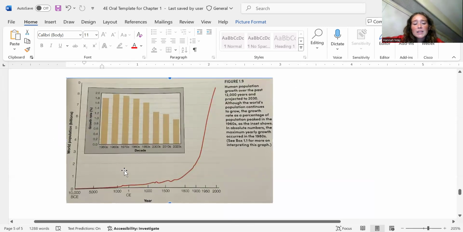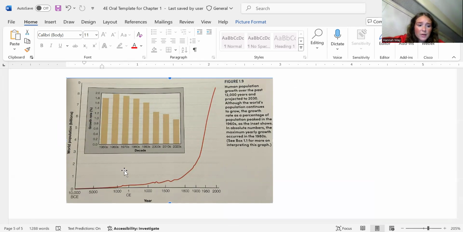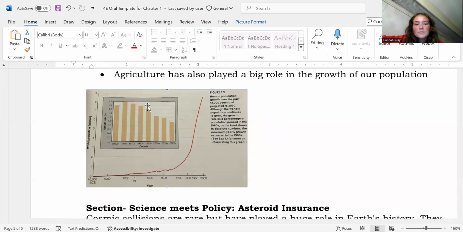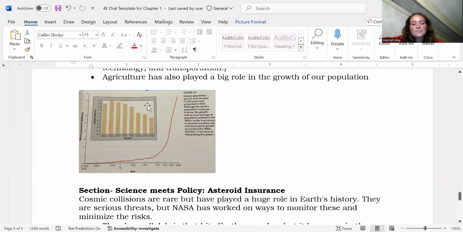I liked this diagram because it showed our population and how it has risen exponentially over the last 10,000 years. Anyways, I also learned in our video this week that in the 1960s is when it peaked, and you can see it in this diagram right here. It was at 2.2% that year, and now it's down to 1.1%. So it completely split in half. I learned that in our video this week, but I liked that diagram.